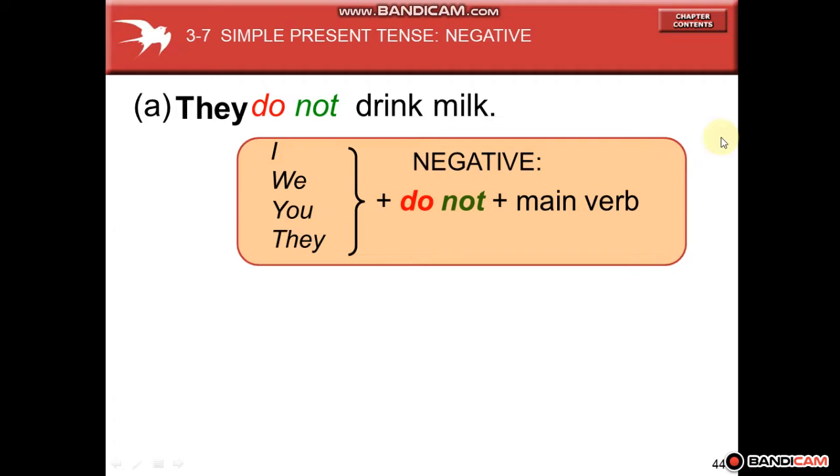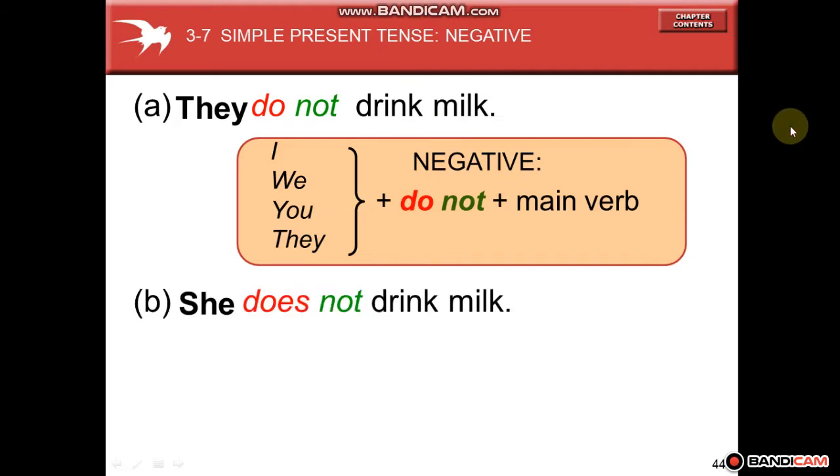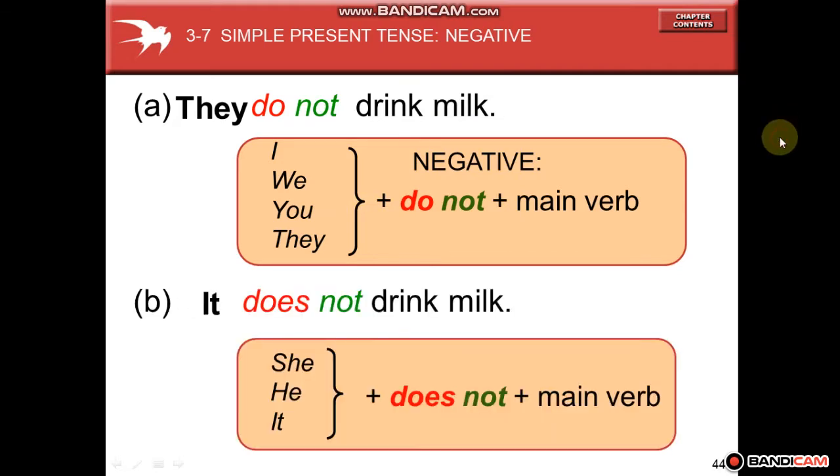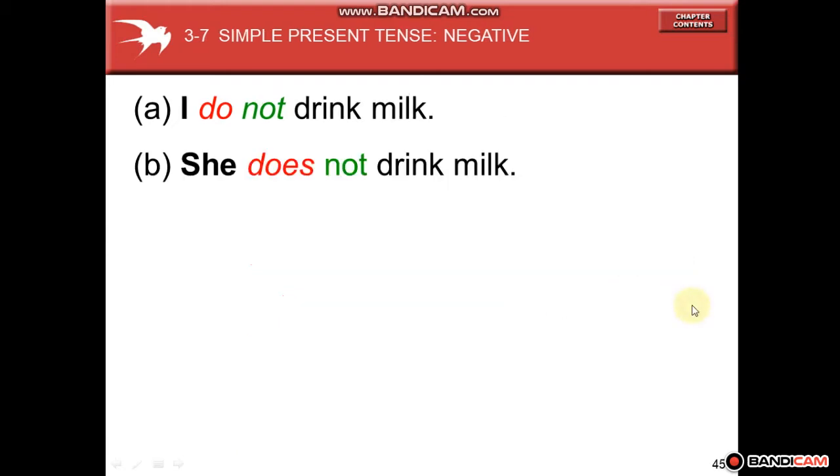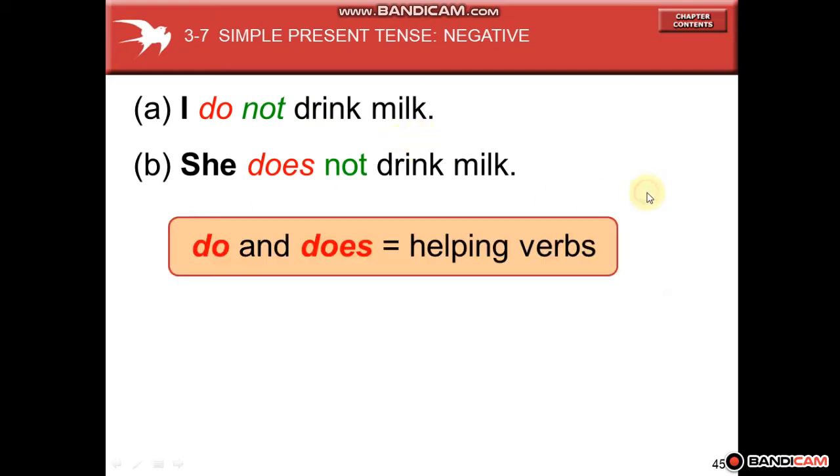This is the reason. I, we, you, they: in that case, do not. And then the main verb. This is the form, or structure, of negative cases. And she doesn't drink milk, he doesn't drink milk, it doesn't drink milk. Why? Because in the case of third person singular pronouns or singular nouns, we use does. So I do not drink milk, she doesn't drink milk. Do and does.